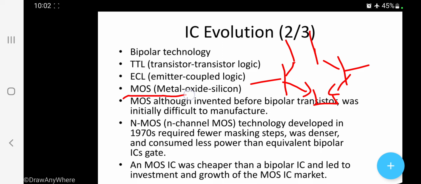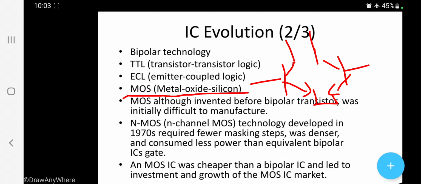Next, the most important era, when metal oxide MOS transistors were invented. They were invented even before the bipolar technology itself, but because of the fabrication difficulties in the 1950s, MOS transistors were not popular. Now the fabrication is complicated, but the tools and machinery are available, so MOS has become very popular.